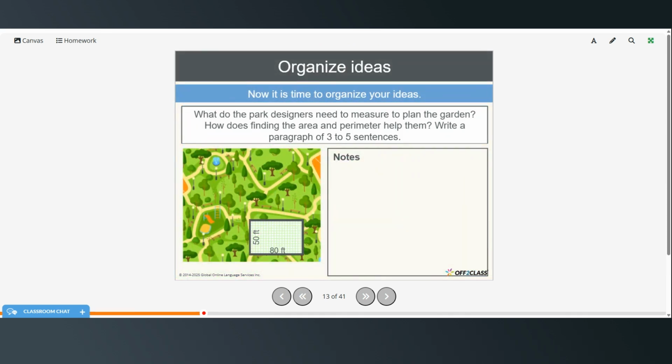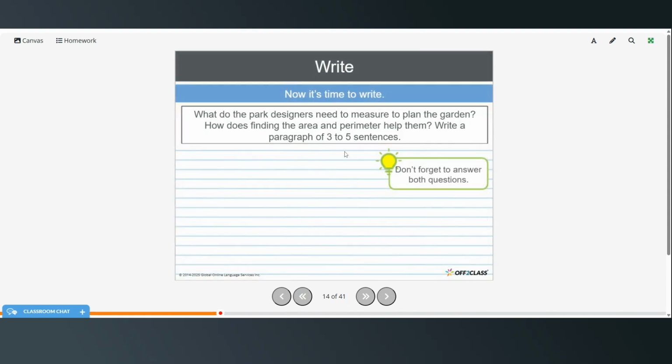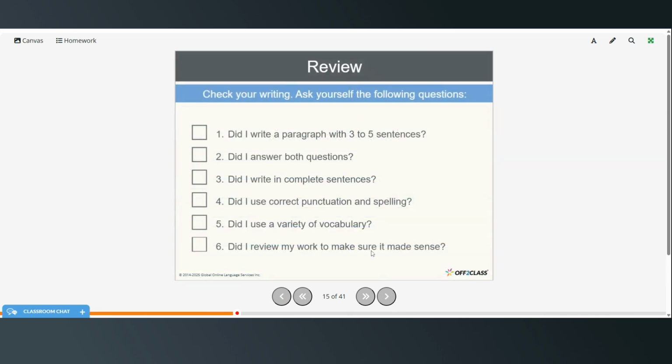Right, so now it's time to organize your ideas. Check any of the notes that you took. Now write 3 to 5 sentences and don't forget to answer both questions. And now check your paragraph against these items in the checklist.